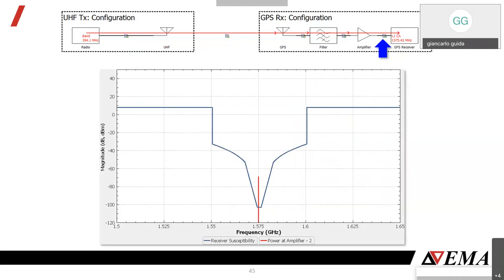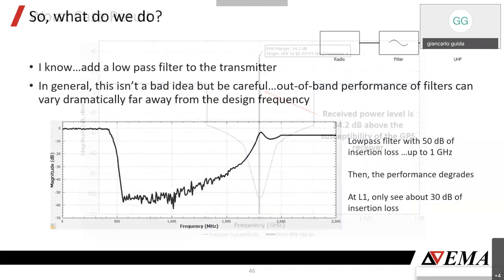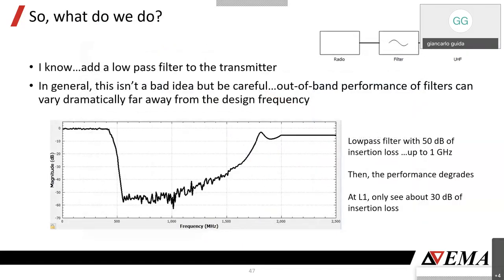Here is a clearer picture of what's going on, the power at the amplifier compared with the sensitivity of the receiver. And this is another way to look at it in terms of margin, which is just the difference between the power received and the sensitivity of the receiver. So what will we do now? Well, very easy. Why not add a filter to the transmitter, a low pass filter that will cut out the power of the fourth harmonic. Basically, a low pass filter, if we think of it as a perfect one, will do the job.